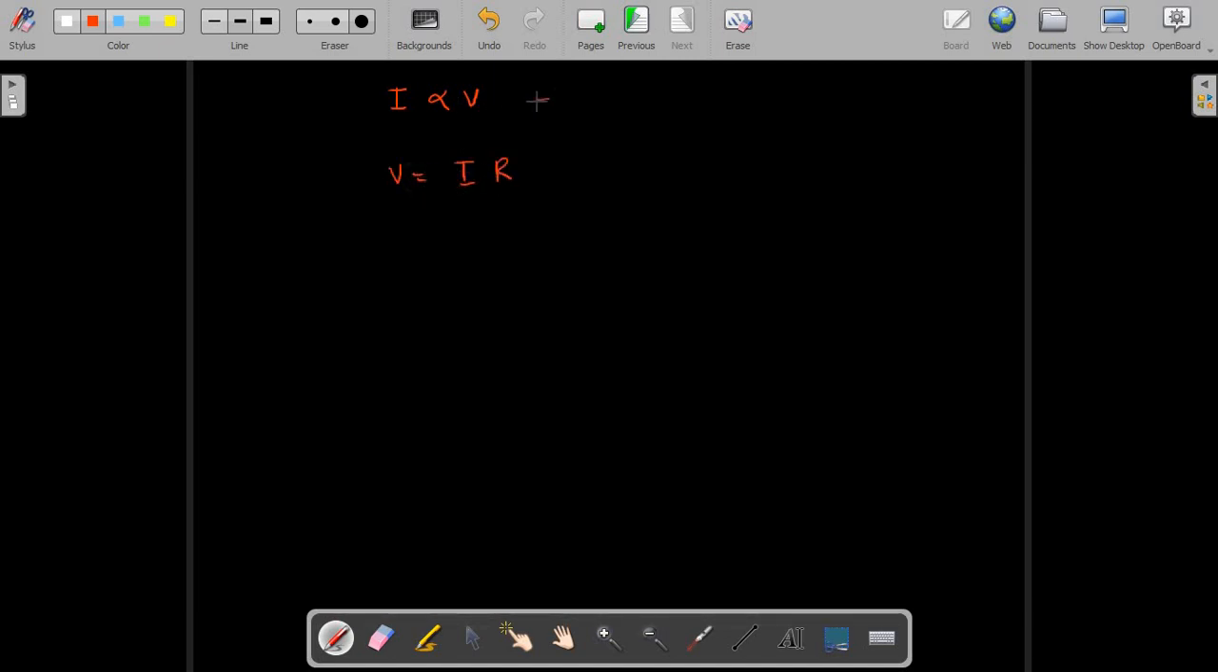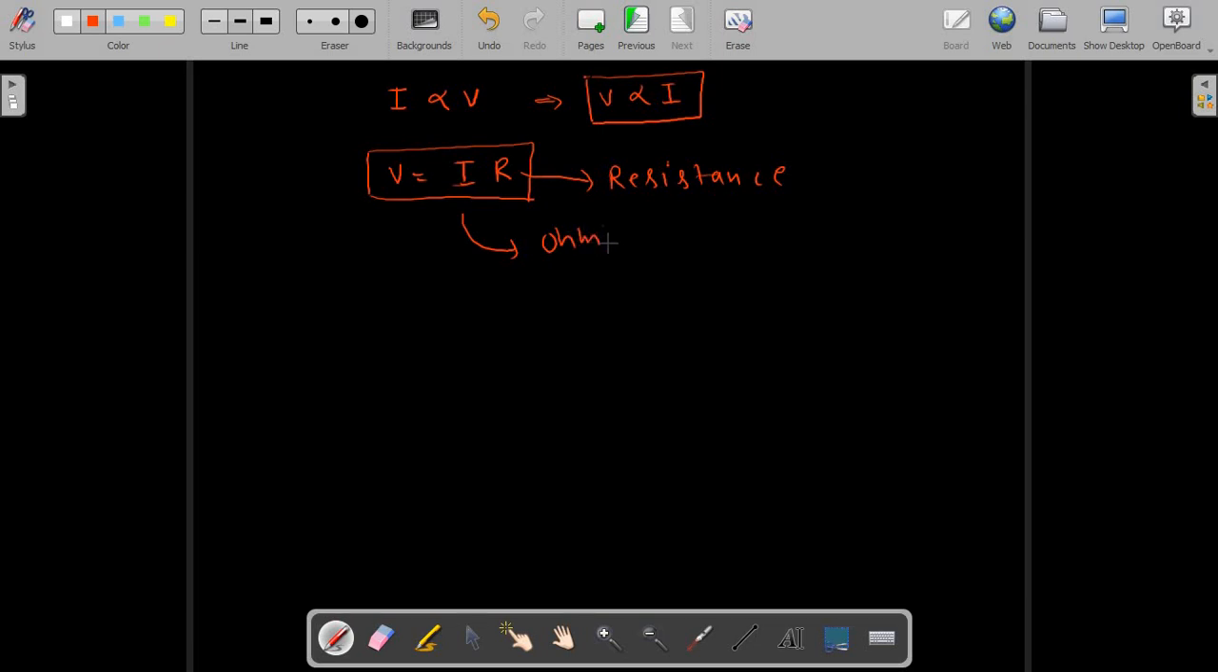Or we can say that V is proportional to I, right? Since there is a proportionality, we have to take some proportionality constant, so V is equal to IR. R is the resistance, and this law is called Ohm's law. Ohm's law basically tells about the dependency of voltage on current.